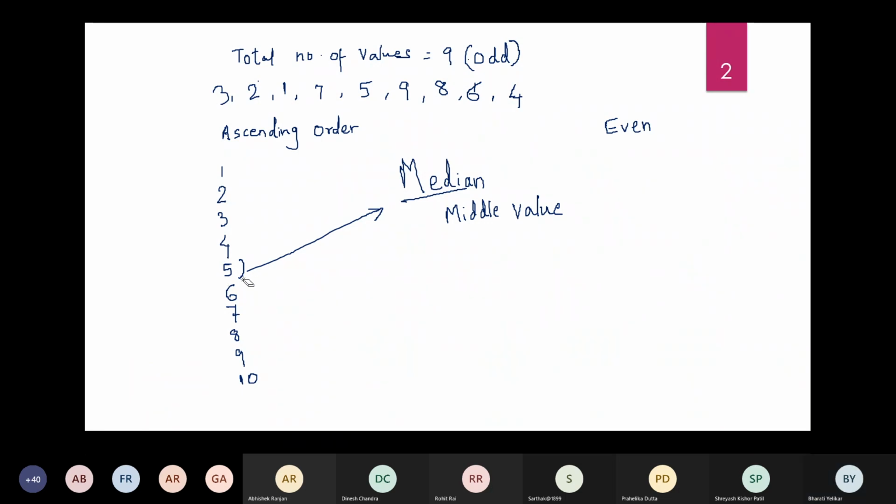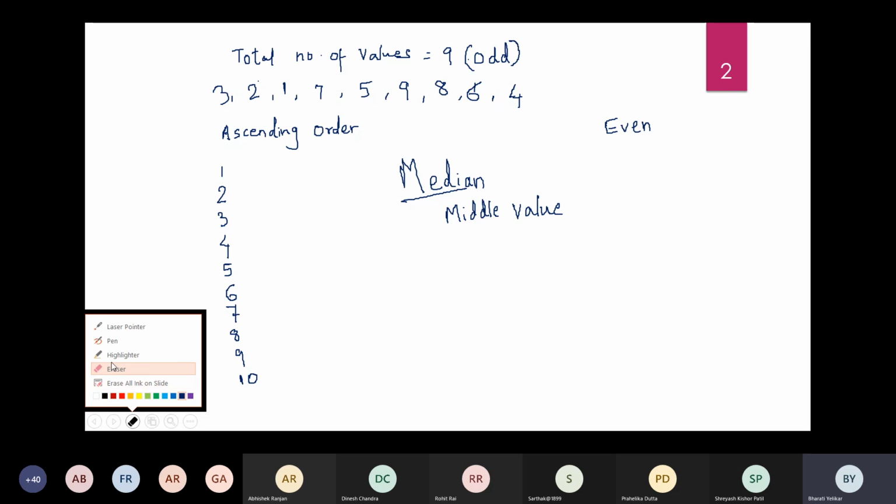So now what will happen? Median. Suppose the total number of values is even. Then if the data set contains an even number of values, the median of the data set is the mean of the two middle values. It is the mean of the two middle values.